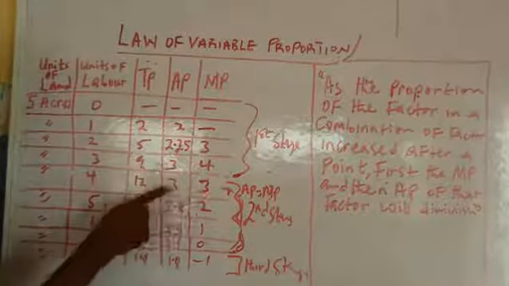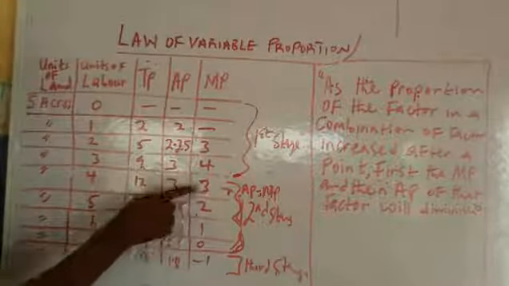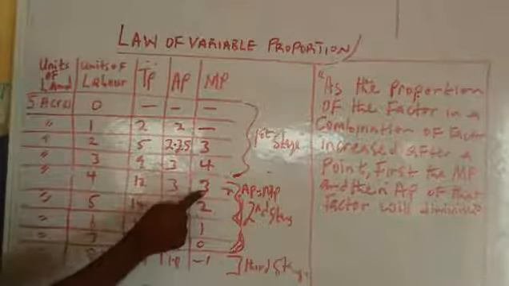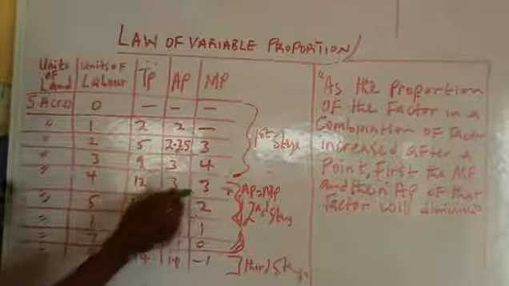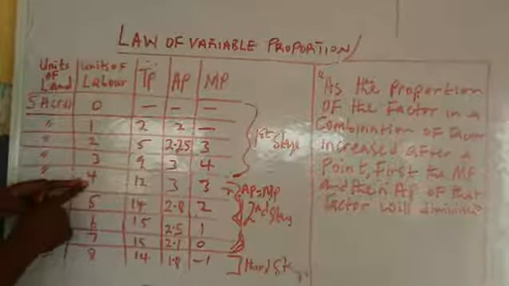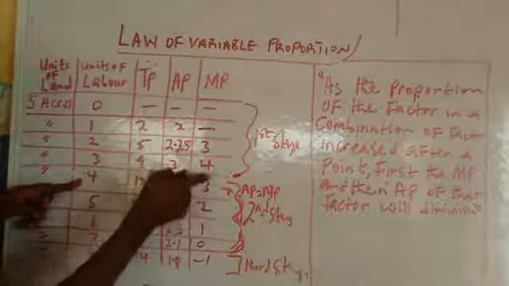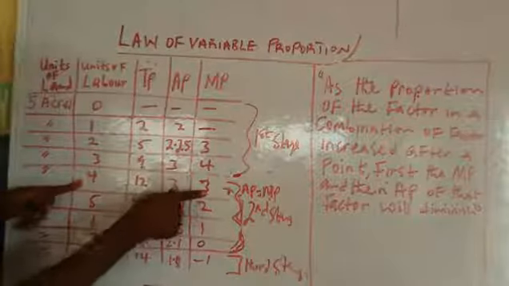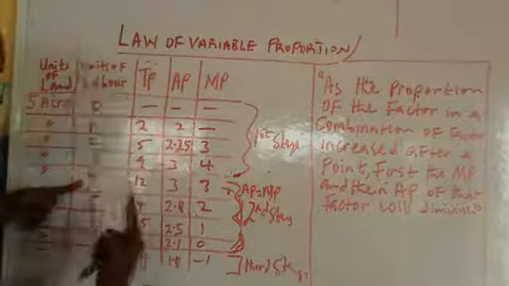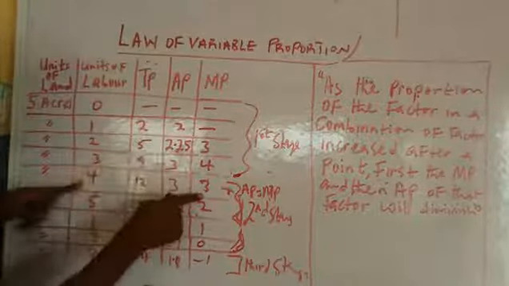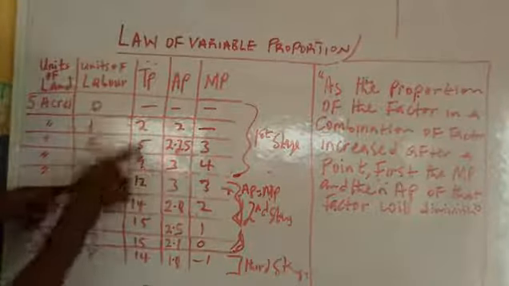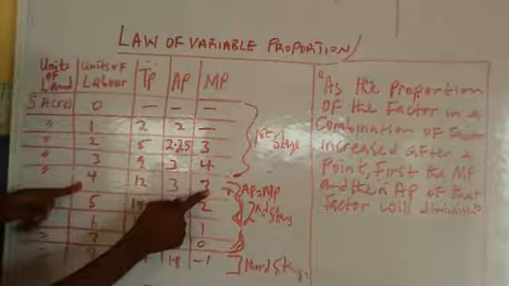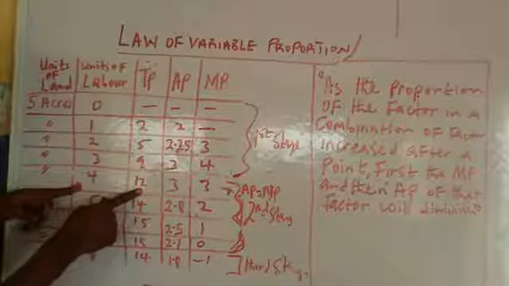And in the second stage, your AP equals MP. At this point, we'll be having increasing at decreasing rates. If you look at it now, you can see that our MP, as we employ more labor in the first stage, was increasing. It's now decreasing. That is the beginning of the second stage. Decreasing at increasing rates. The first decreasing I mentioned is referring to marginal product, and increasing rate is referring to total product. Decreasing at increasing rate: the marginal product is decreasing while the total product is increasing.